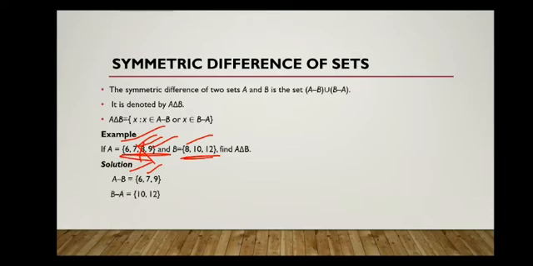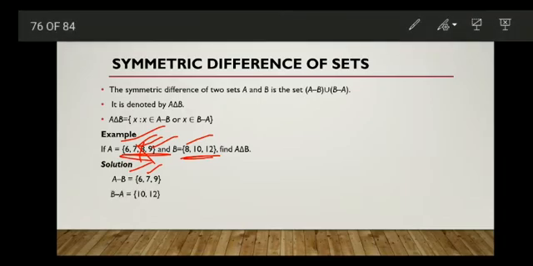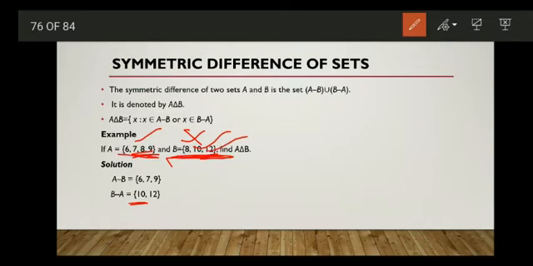Then we have to find B difference A. So elements should be in B but not in A. We have to consider the elements of B. Okay, the first element of B is 8. 8 is there in A, so we have to neglect 8. Then 10. 10 is there in B but not in A, so we have to take 10. Next element is 12. 12 is there in B but not in A, so 12. This is B difference A.